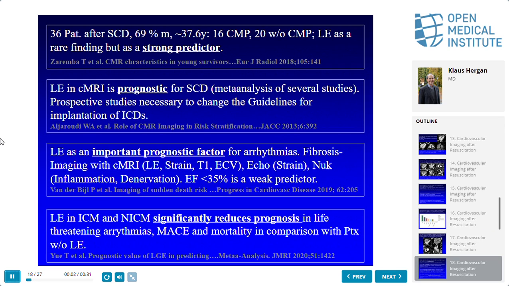In this series of publications between 2013 and 2019 or 2020, the most important conclusion was that late enhancement is a strong predictor for sudden cardiac death. And I guess it is important to know that we should use those techniques.